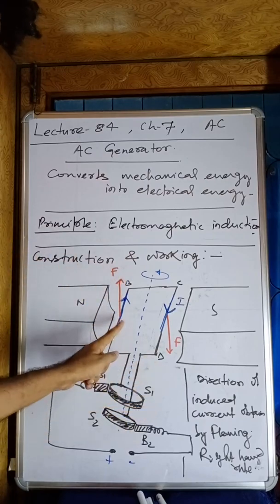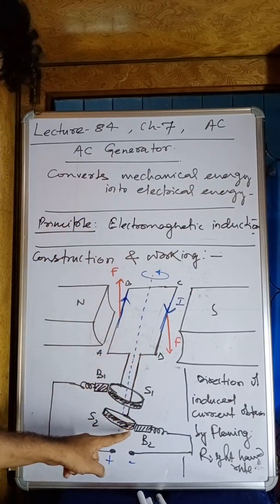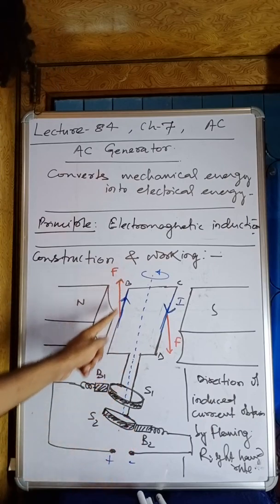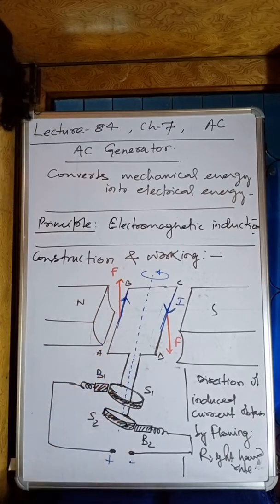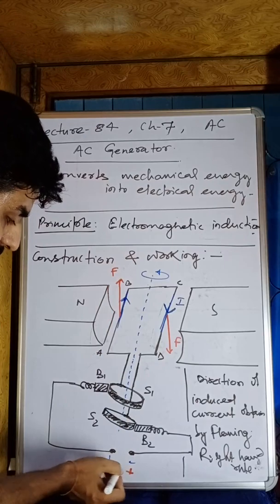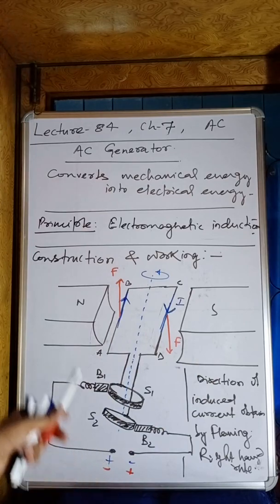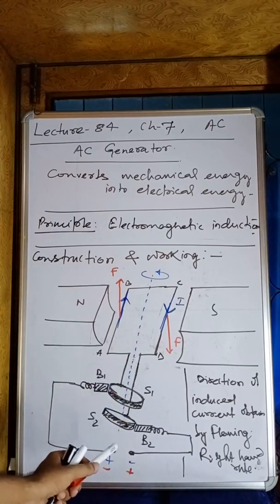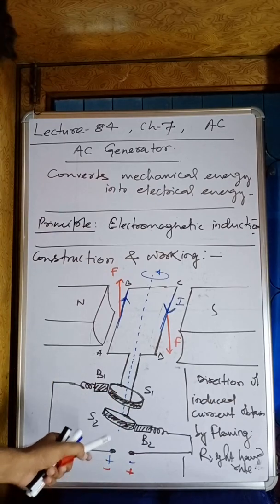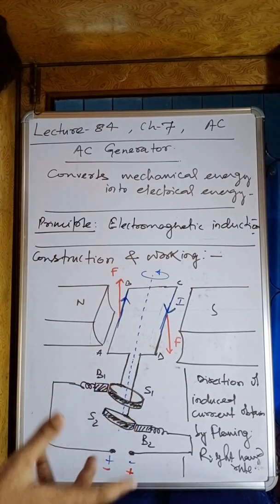And now over the CD, the force will be in upward direction. But CD is connected with the same brush. That's why now this CD is on this side and will experience positive. It means after half cycle, this will be positive and this will be negative. It means after each half cycle, the polarity is being changed. Due to this change in polarity after each half cycle, the induced current generated is called alternating current, because alternately it changes.